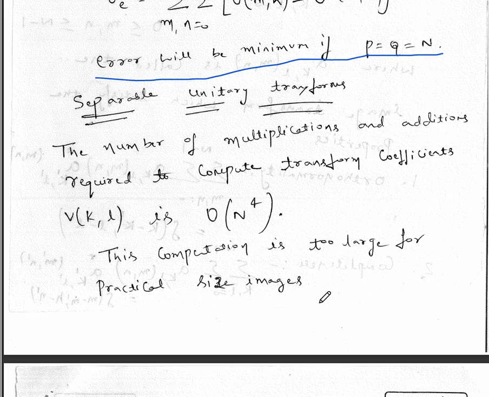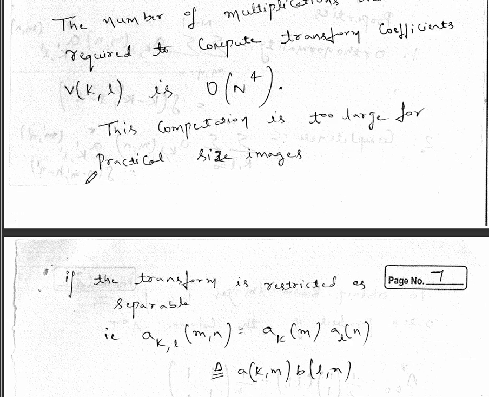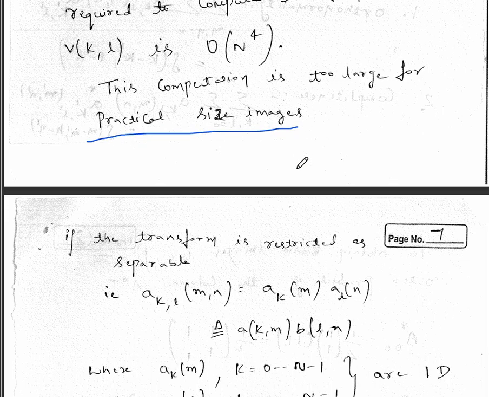And the next one is the separable unitary transform. The number of multiplications and additions required to compute the transform coefficient v(k,l) would have complexity O(N⁴). That is, this computation is very large for practical sizes of image.